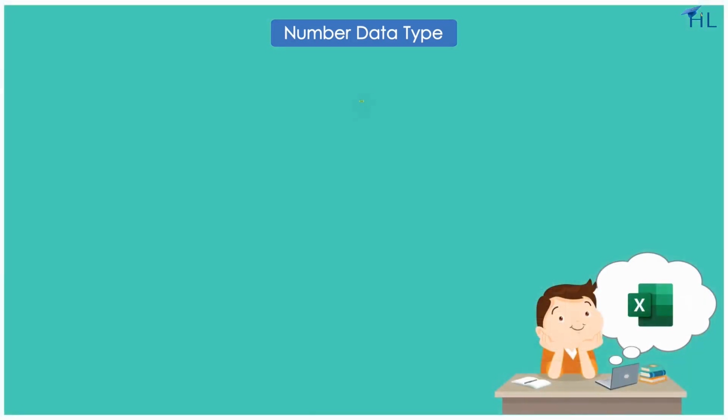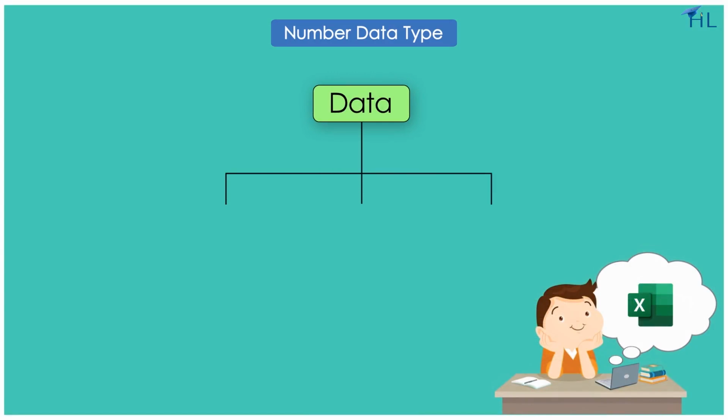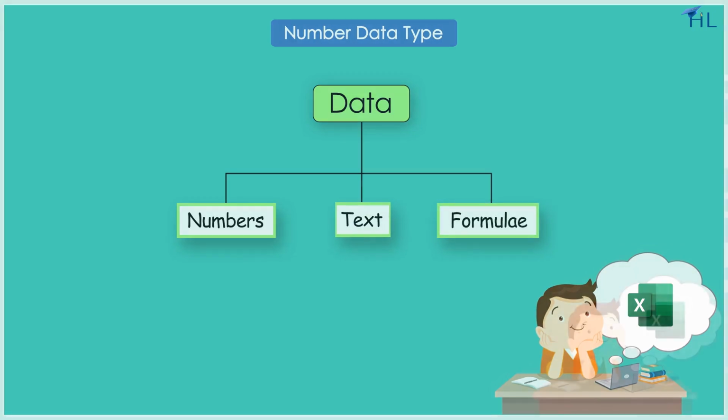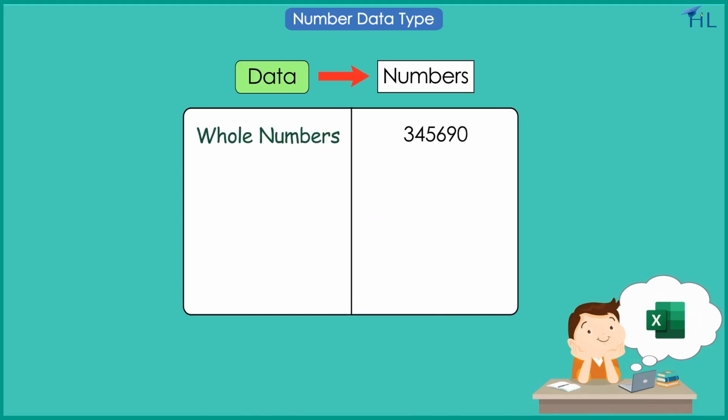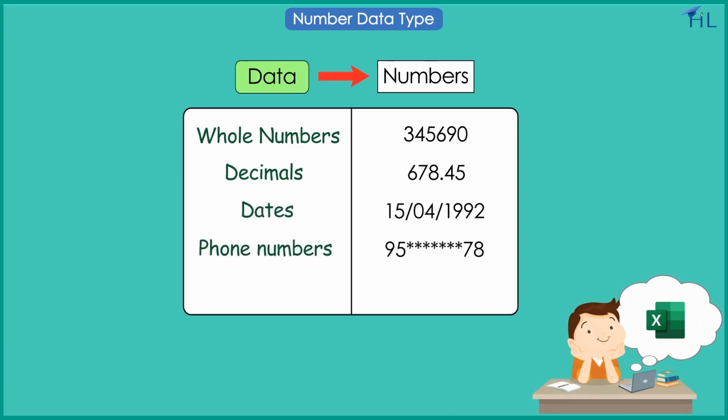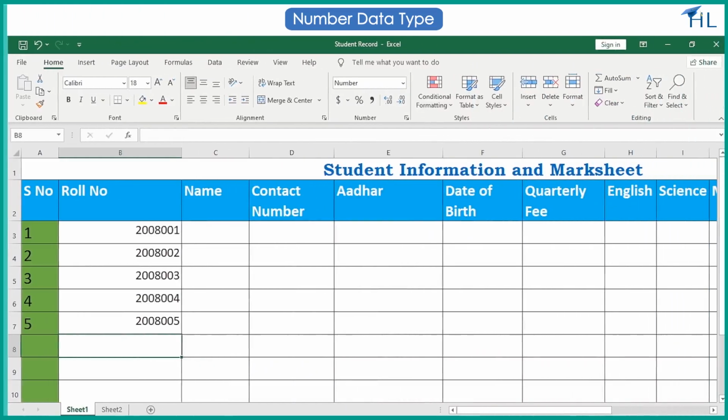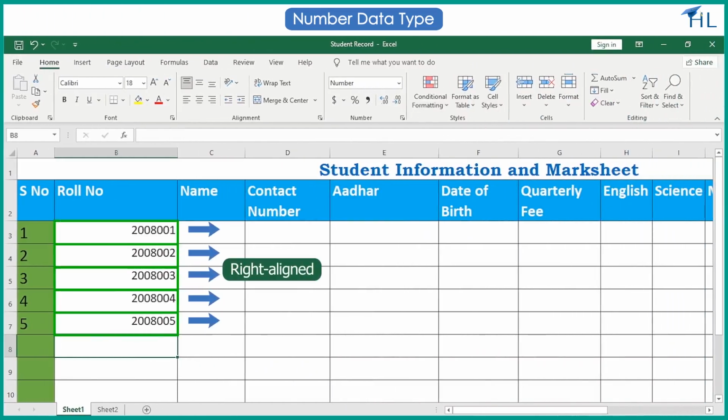Only 3 kinds of data can be entered into MS Excel sheet: numbers, text, and formulae. Data in the numbers category can be any kind of number. Examples of the number data type are whole numbers, decimals, dates, phone numbers, percentages, etc. The number data is right-aligned by default.